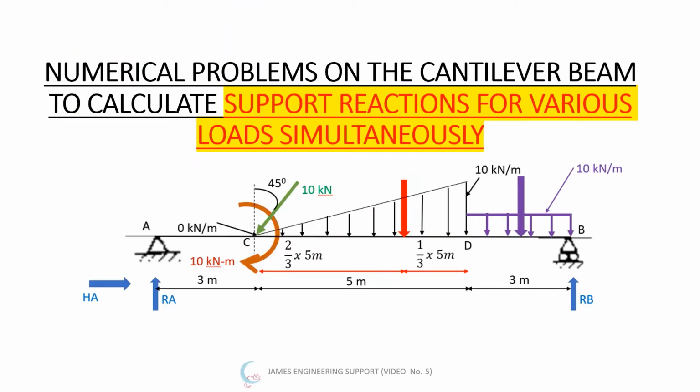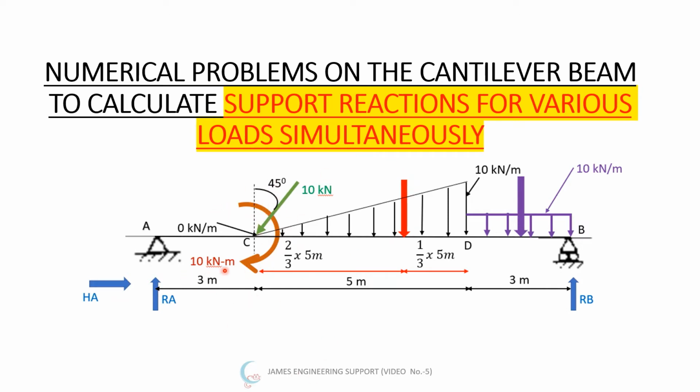So this is the problem we are considering. We are considering 3 meter plus 5 meter plus 3 meter, which is a total of 11 meter of beam, which is supported at A, having a hinge support, and at B it is having a roller support, and it has four types of loads. One is the 10 kilonewton load which is acting at 45 degrees from the vertical plane.